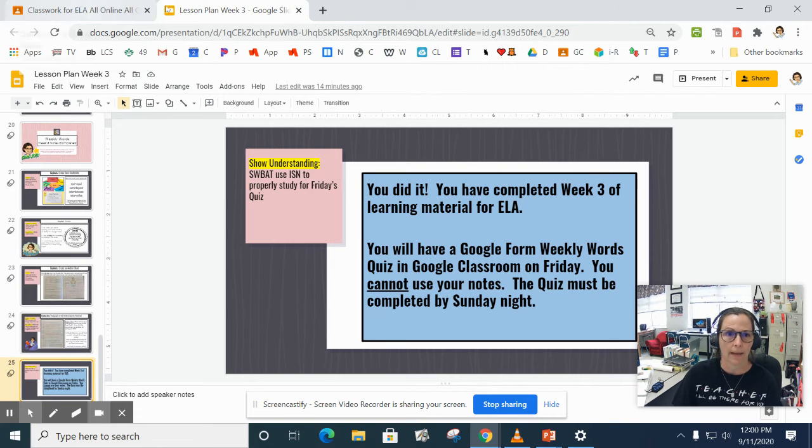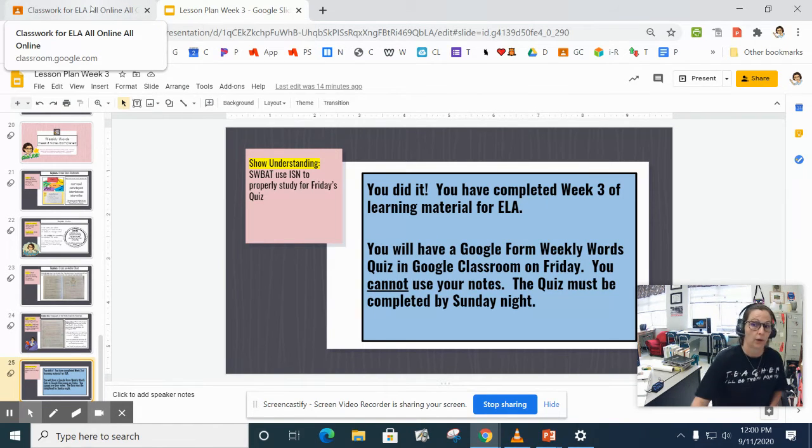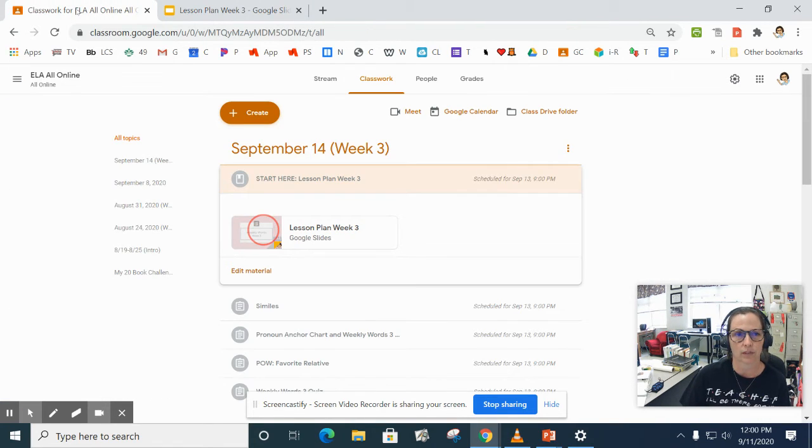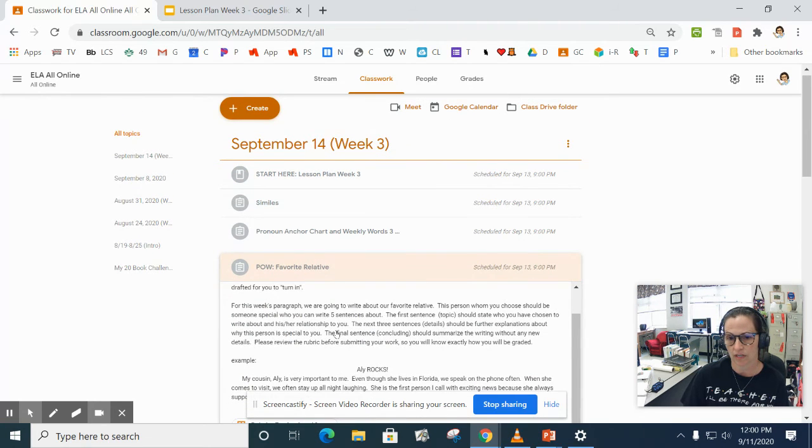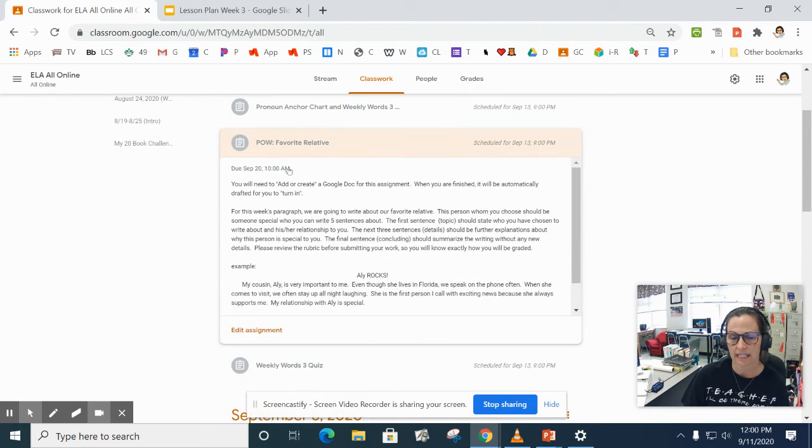And then we come back here, pardon. We come back up here to our classwork tab, and we have completed the Start Here lesson plan. This is where your simile quiz is. This is where you're going to upload a picture of your pronoun anchor chart. This is where you're going to type your favorite relative. Again, there are additional directions inside this assignment.